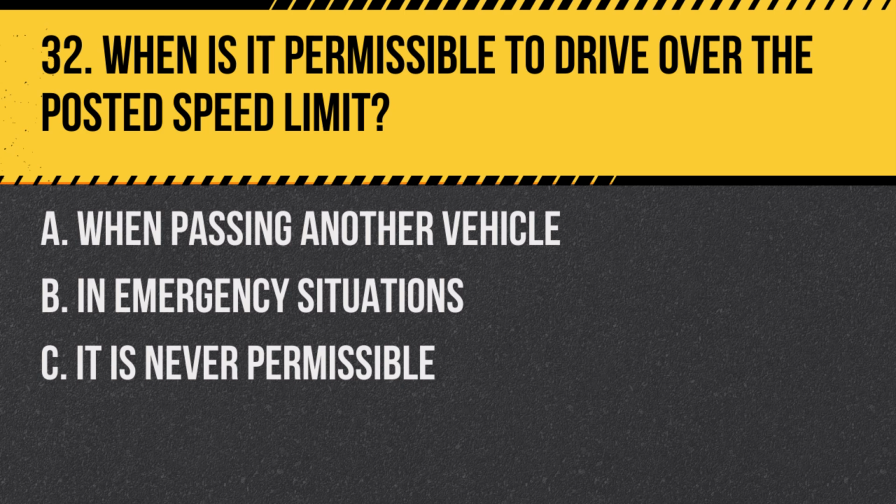Question 32. When is it permissible to drive over the posted speed limit? A. When passing another vehicle. B. In emergency situations. C. It is never permissible. Answer: C. It is never permissible. Drivers must always adhere to the posted speed limits.